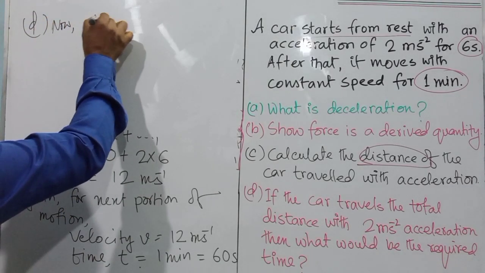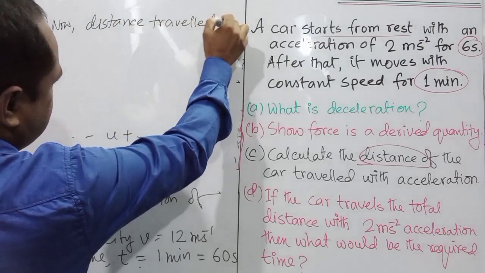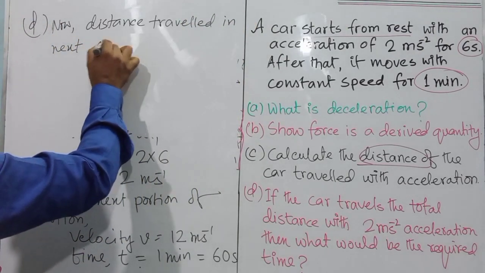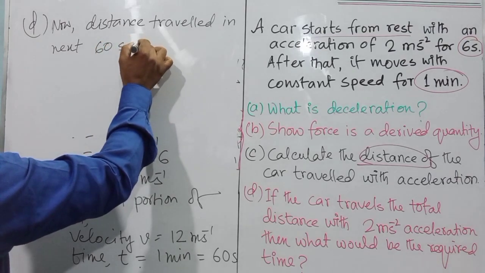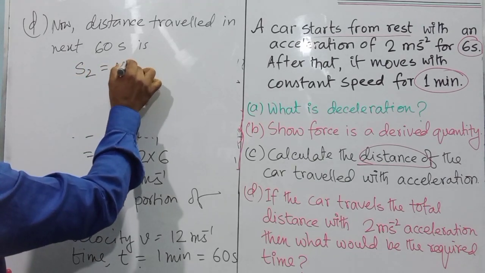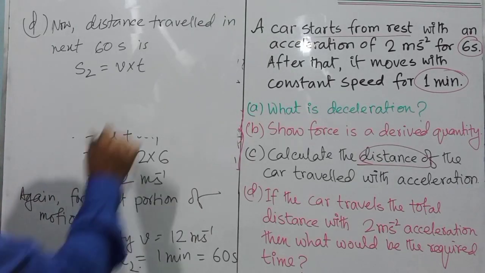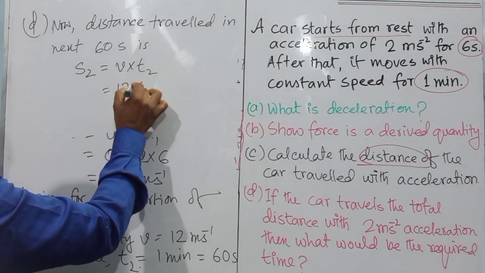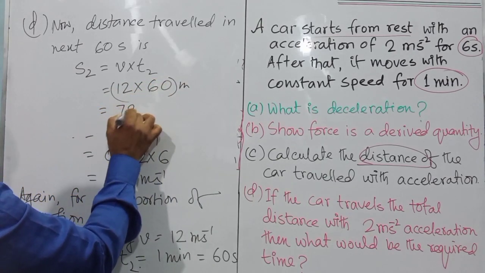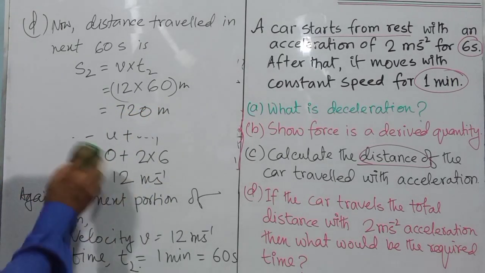Now the distance traveled in next 60 seconds, if denoted by S2, S2 is equal to V multiplied by T2. Next time is denoted by T2, that is 12 multiplied by 60, and the unit will be meter, and the final value will be 720 meter.